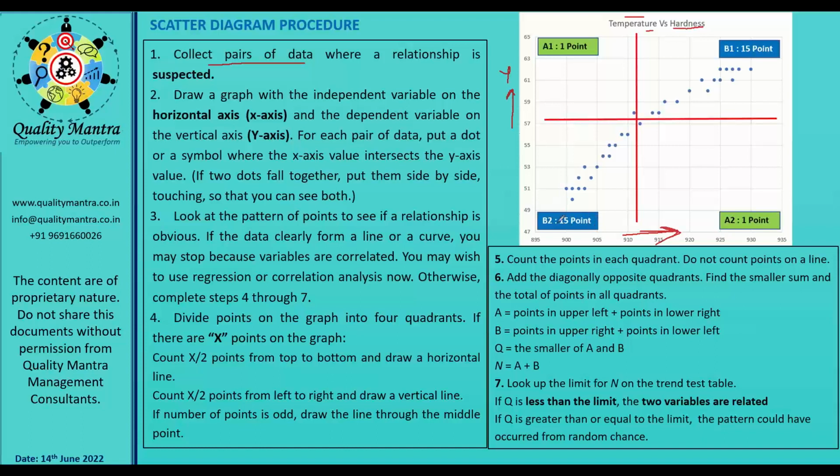Now for each pair of data you will put a dot. For example, temperature कितना है, 902 होगा, and your hardness is 50, so you will plot one point here. Then at a temperature of 900 the hardness is 51, you will plot a point here.